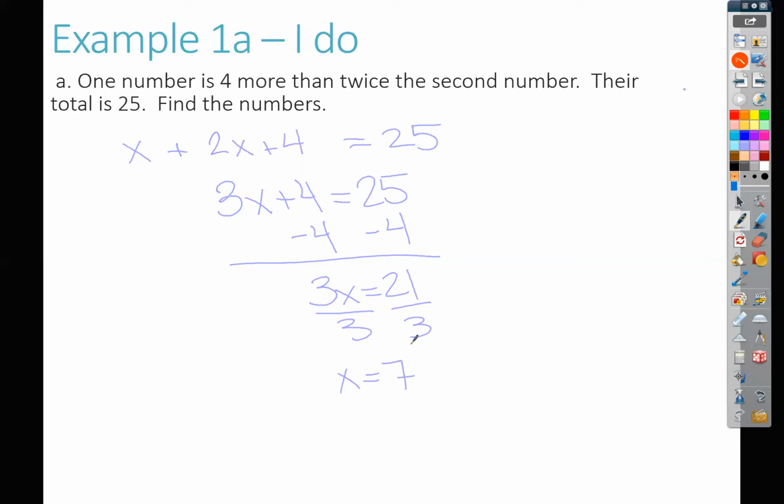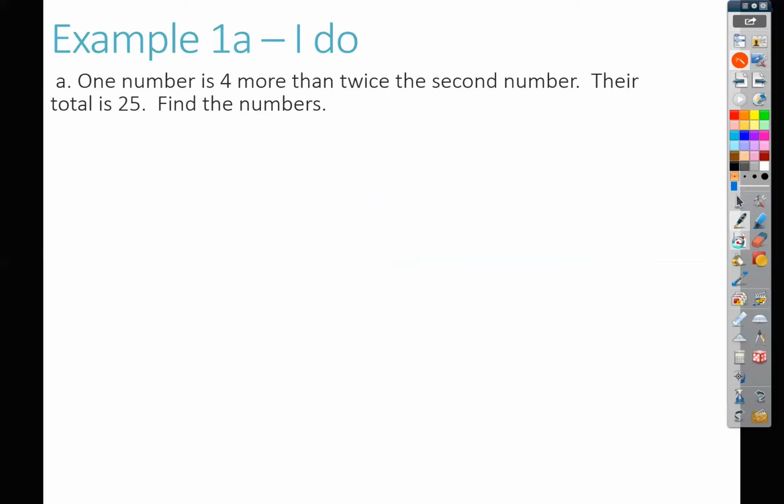So you know that if the first number is 7, then the second number is 4 more than twice that. So 2 times 7 is 14, plus 4 is 18. So the two numbers are 7 and 18. Now I'm going to show you how to do the same problem using a system of equations.